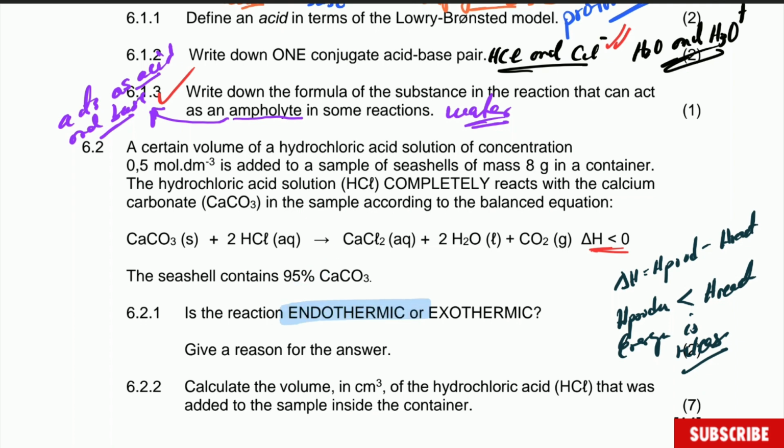You don't have to say all that. All you have to say is an exothermic reaction because delta H is smaller than 0 and you will get that mark. Alright, however, alternatively, you can say that the energy of the product is less than the energy of the reactant, or you can also say that energy is released. Either of them will give you 2 marks. One for saying it's exothermic, and one for saying delta H is less than 0.